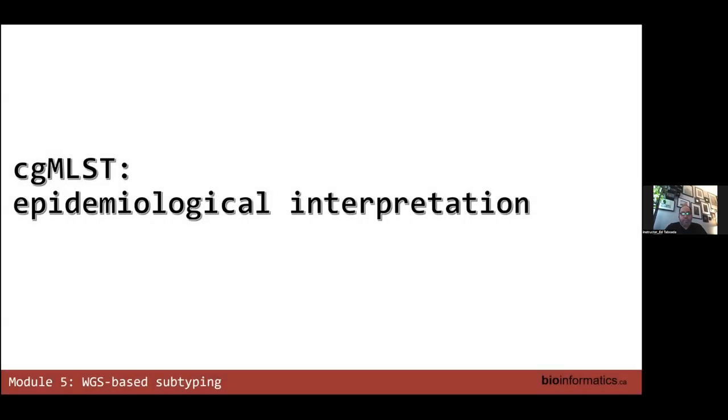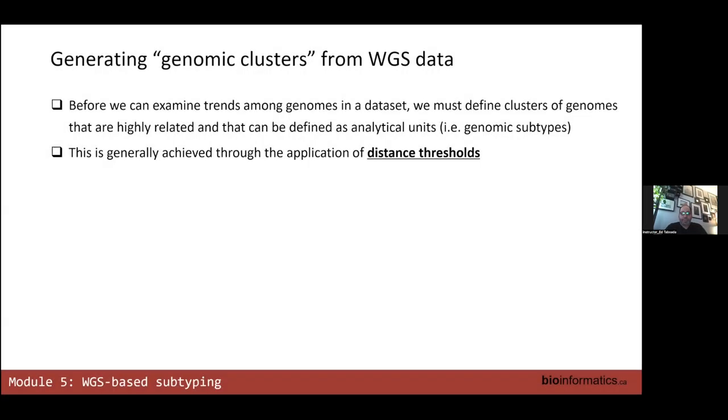In terms of epidemiological interpretation, one of the things you have to deal with is, you have a tree, trees are nice, but they're not practical. And certainly not in the context of you having to go and talk to epidemiologists who are expecting spreadsheets. So basically you have to take a tree and decompose it into groups of highly related genomes. And generally this is done by applying a distance or a similarity threshold.